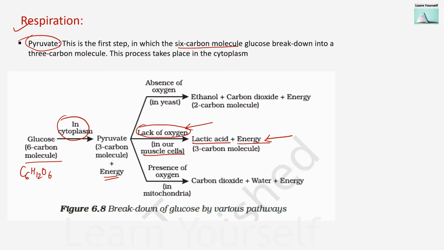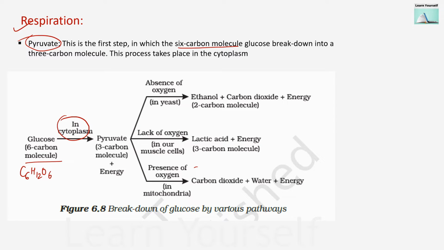Now the third type of process, this happens in presence of oxygen, in enough oxygen. And this happens in mitochondria, where it will give carbon dioxide, water and energy. This is a complete combustion of the glucose molecule, and much more energy will be generated compared to this type of process which produces lactic acid. So there are 3 different types of glucose burning. We are seeing it here.